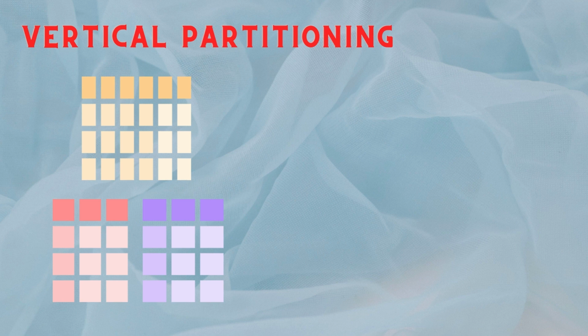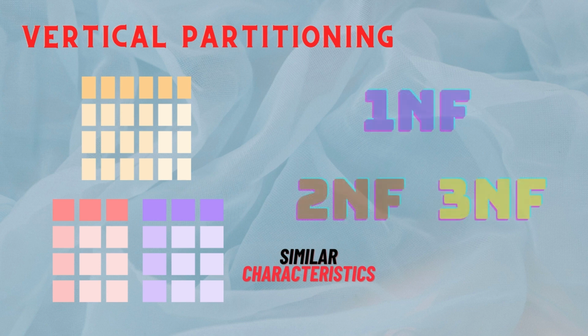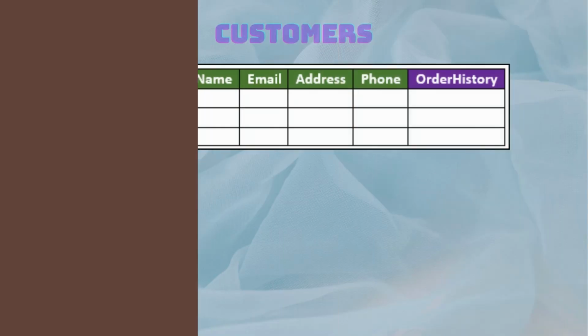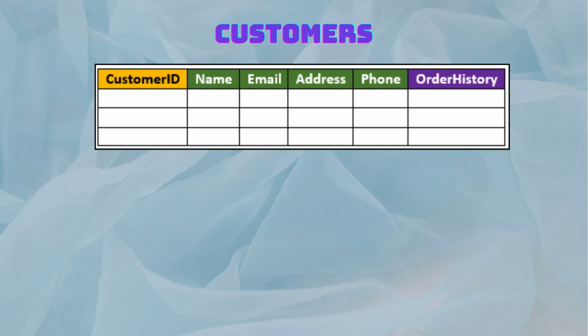In this approach, columns with similar characteristics or access patterns are grouped together in separate partitions. Normalization is one way to perform vertical partitioning. Let's consider an example of vertical partitioning in the context of an e-commerce application that manages customers' information. In a traditional table structure, you might have a single table called customers with columns such as customer ID, name, email, address, phone, and order history. All these columns are stored together for each row representing a customer.